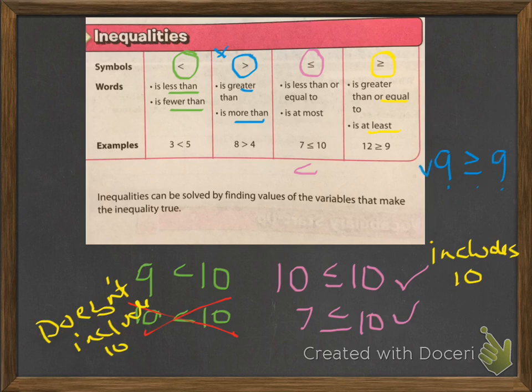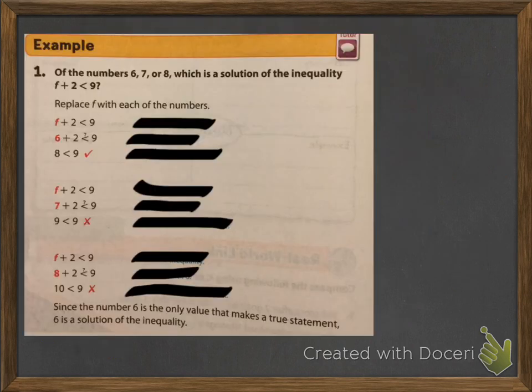So that word "or" is important because it means either or. Obviously not going to be both. Inequalities can be solved by finding values of the variables that make the inequality true. All right, so let's go ahead and look. Again, you don't need to black out the information. I blacked that out so that the answers aren't staring us in the face.